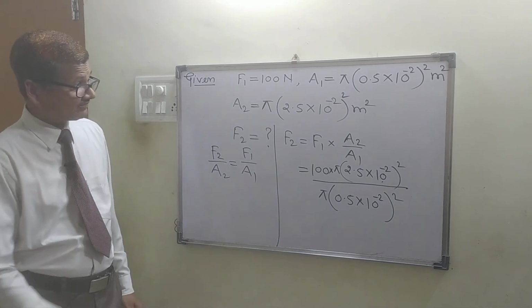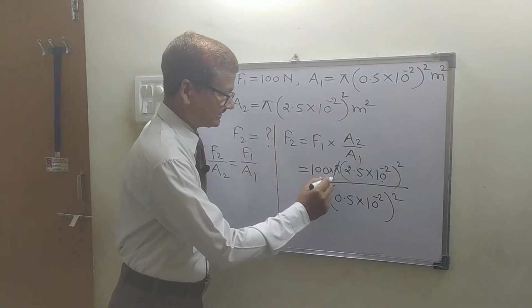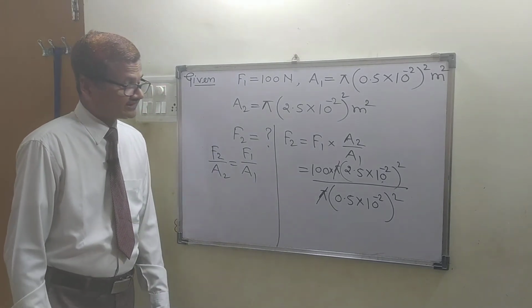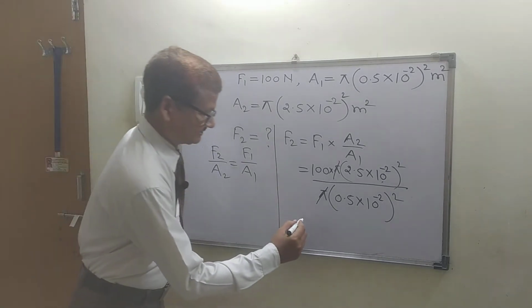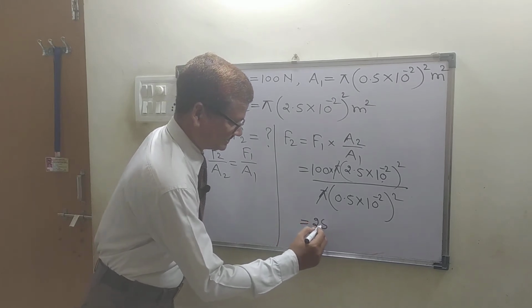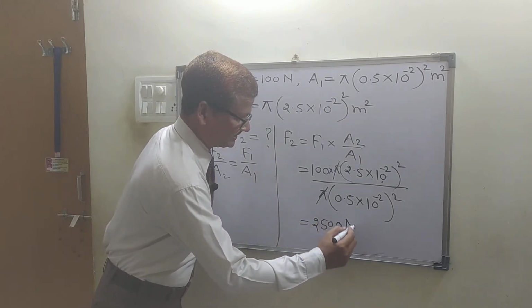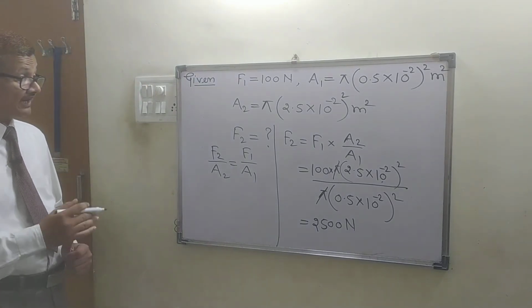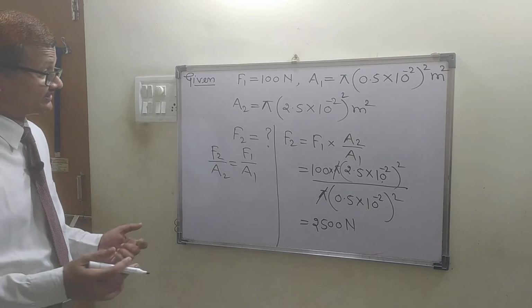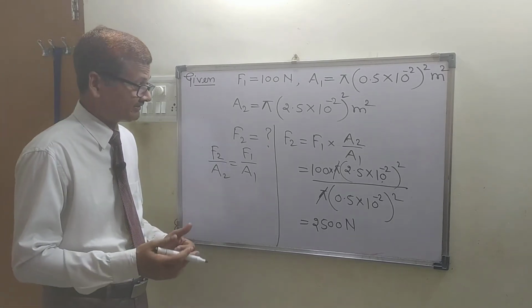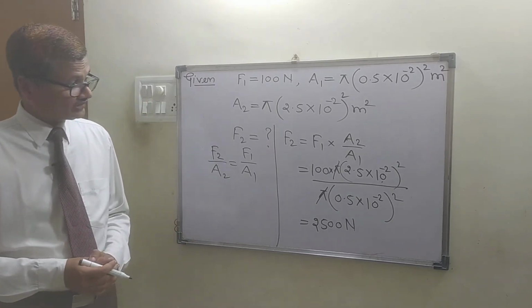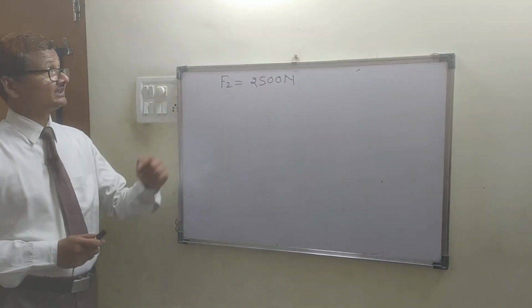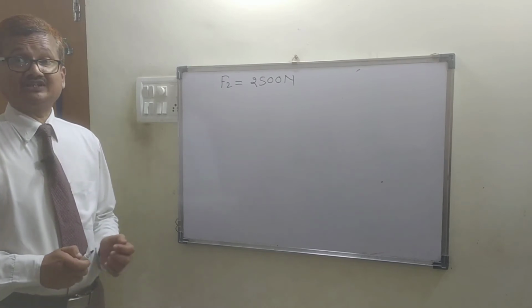So therefore after simplification, pi cancels with pi. When we simplify this we get 2500 Newton. So therefore the force applied by the brake on the disc of the vehicle to stop the vehicle will be 2500 Newton. Therefore force applied on the car F2 is equal to 2500 Newton.